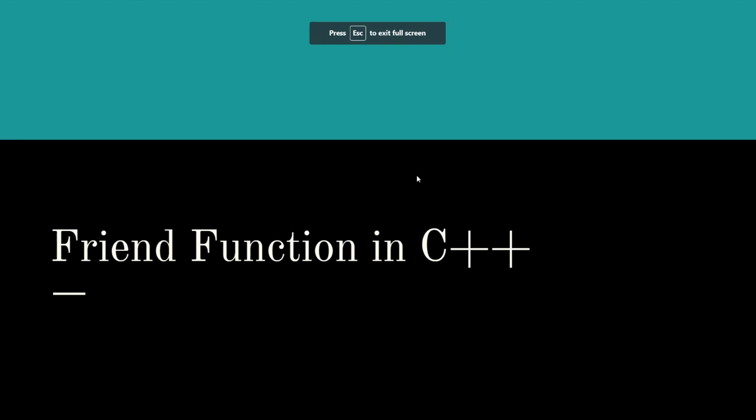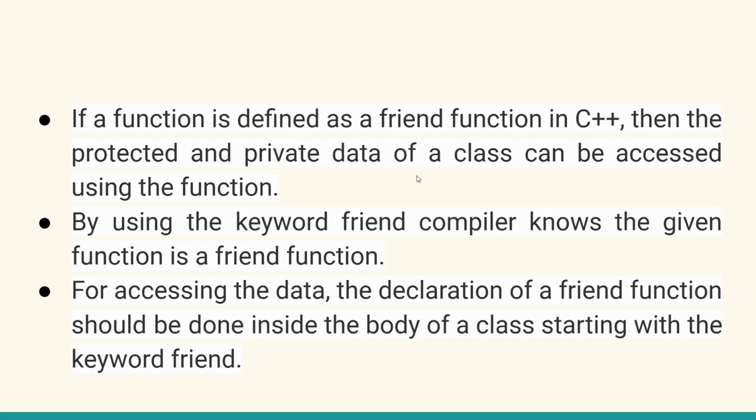Today we will discuss friend functions in C++. If a function is defined as a friend function in C++, then the protected and private data of a class can be accessed using that function. By using the keyword friend, the compiler knows the given function is a friend function.